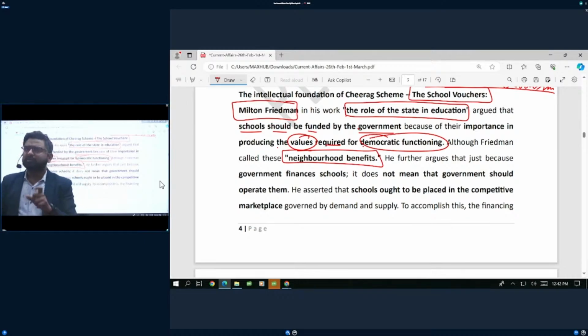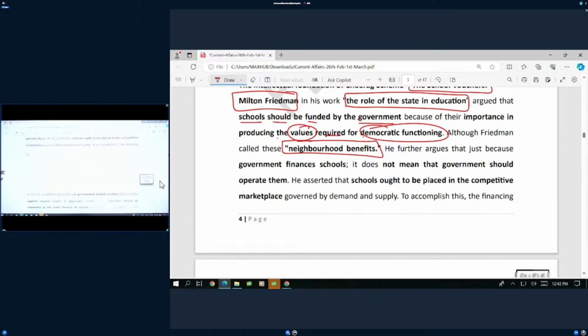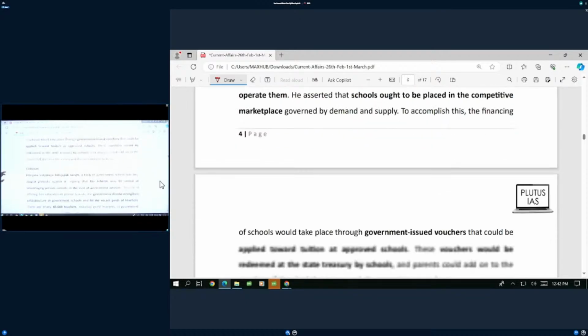Neighbourhood benefit is a term used by Milton Friedman. उसका रियल लाइफ नेम है स्कूल वाउचर, नाम अलग है, काम एक ही है. क्लियर टू एवरीवन? ऑनलाइन पीपल क्लियर है सबको? ठीक है, बाकी पढ़ लेना.